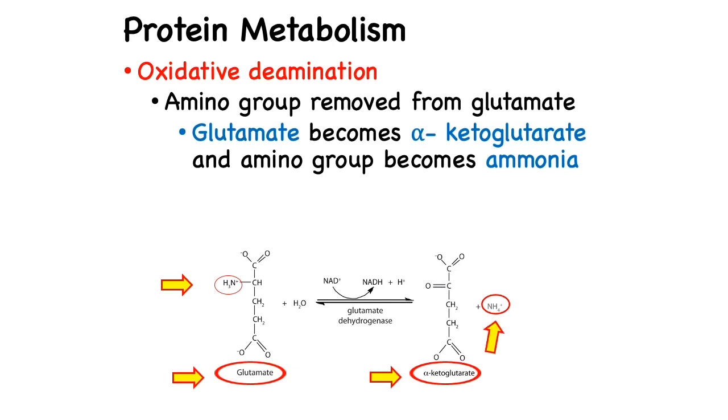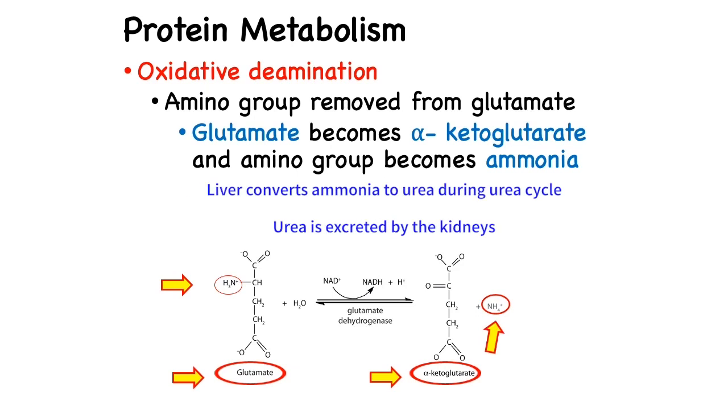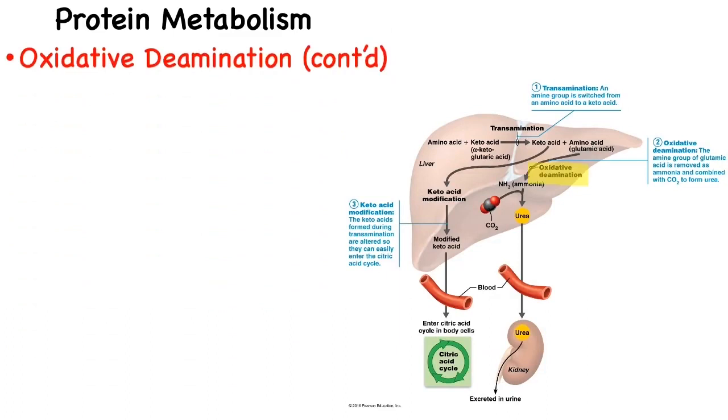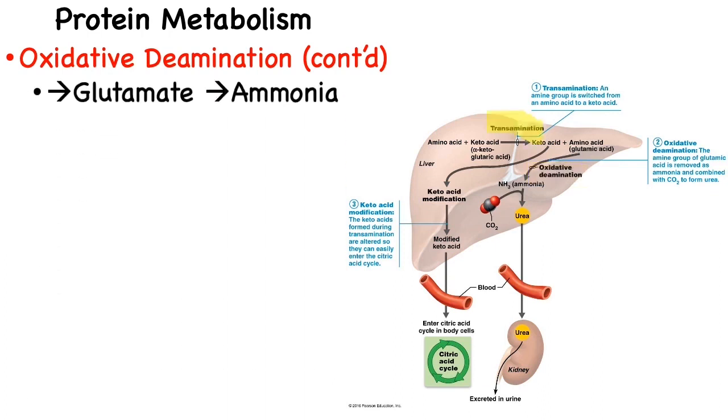The amino group that is removed from the glutamate becomes ammonia. Ammonia is highly toxic. The liver will then convert the ammonia into urea. Remember, oxidative deamination occurs in your liver, so the glutamate that we just produced during transamination will go to the liver, and by the process of oxidative deamination, the amino group will be removed in the form of ammonia.